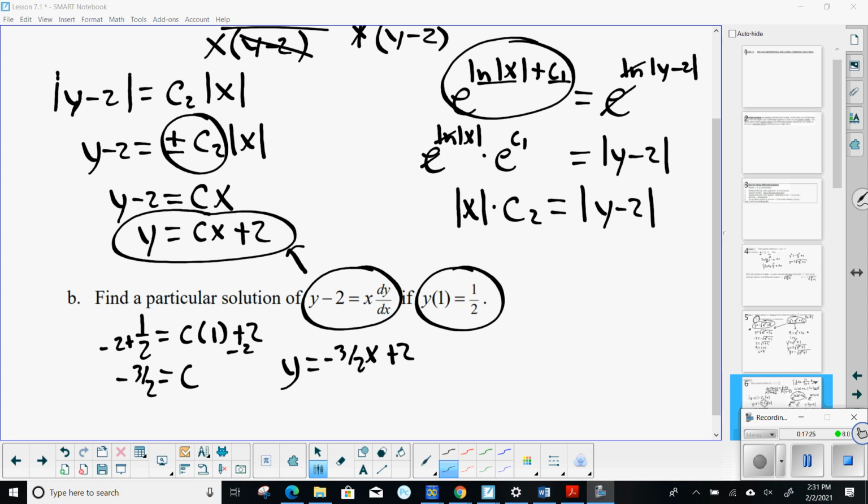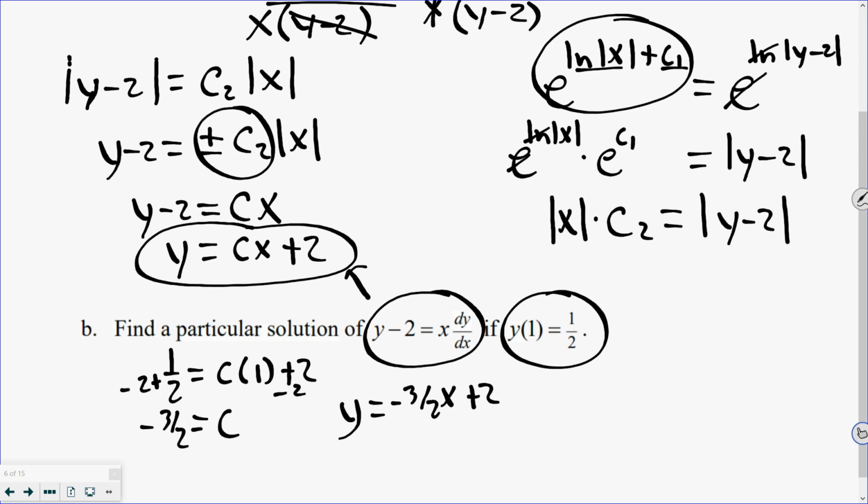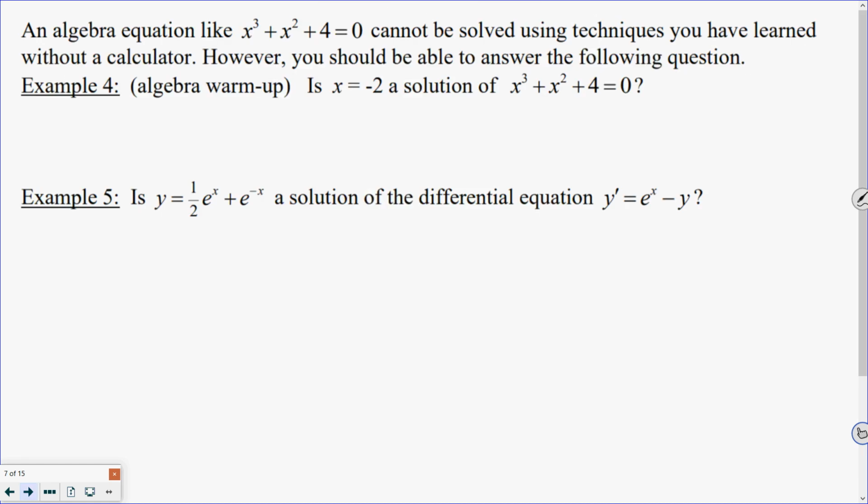That's the last example as far as actually solving a differential equation. If you look at this next part though, it says an algebraic equation like x cubed plus x squared plus 4 equals 0 can't be solved, like we don't have any way of solving that without a calculator. But we could answer this question: is -2 a solution to that equation? So we can check that. Let's plug in -2.